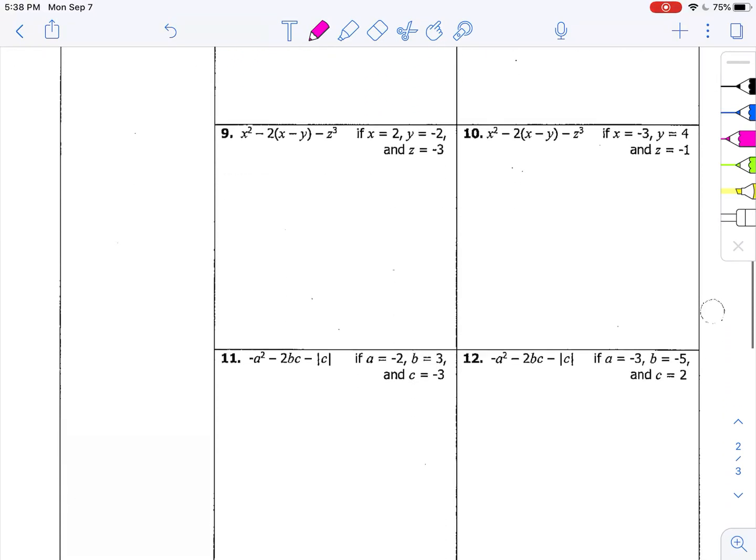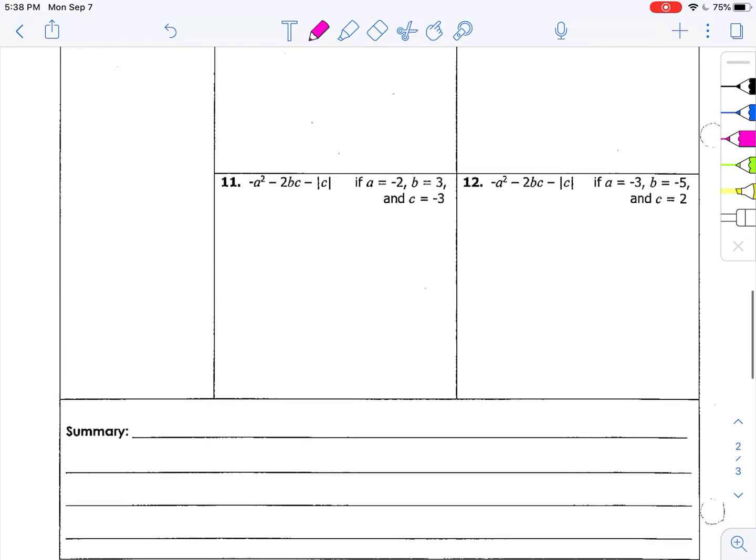I'd like to look at one more with you before you try some on your own. Number 11. Negative a squared minus 2bc minus the absolute value of c, knowing that a is negative 2, b is 3, and c is negative 3. So for this problem, we must remember what absolute value means. Remember, the absolute value of a number is the distance that number is from 0. So the absolute value of a number always has to be positive. But before we get to that, we're going to substitute in our values, making sure that we're putting parentheses around everything.